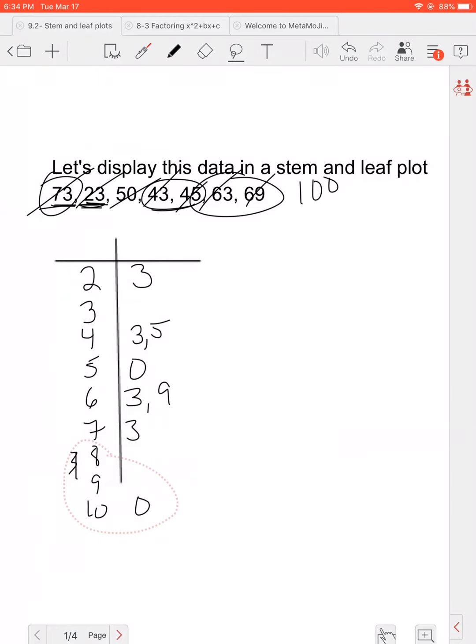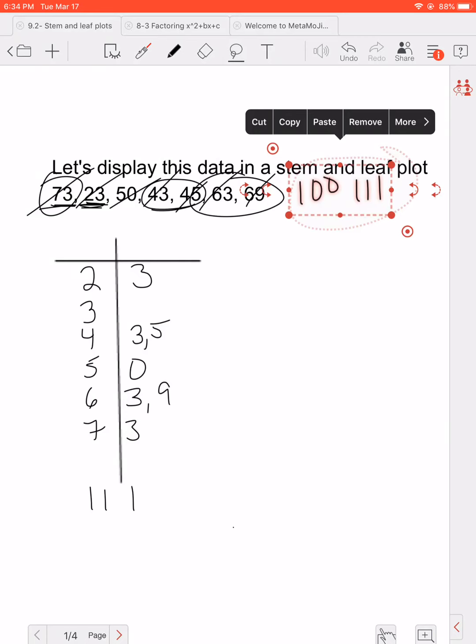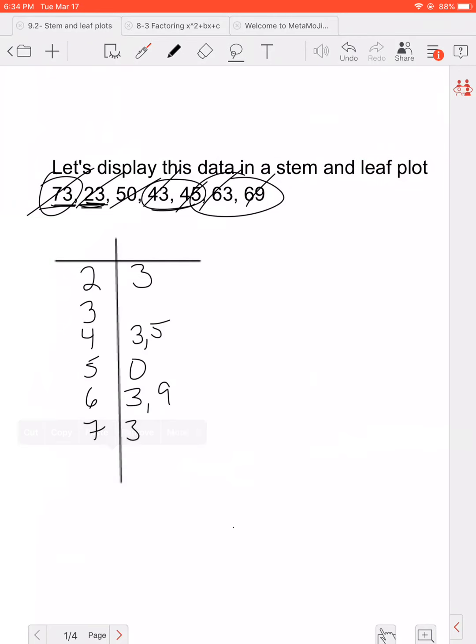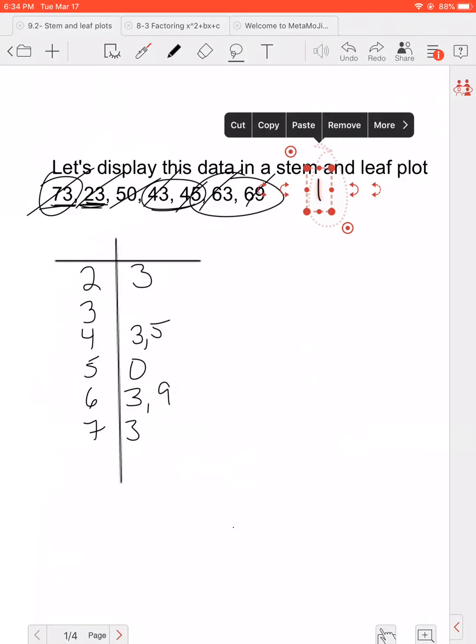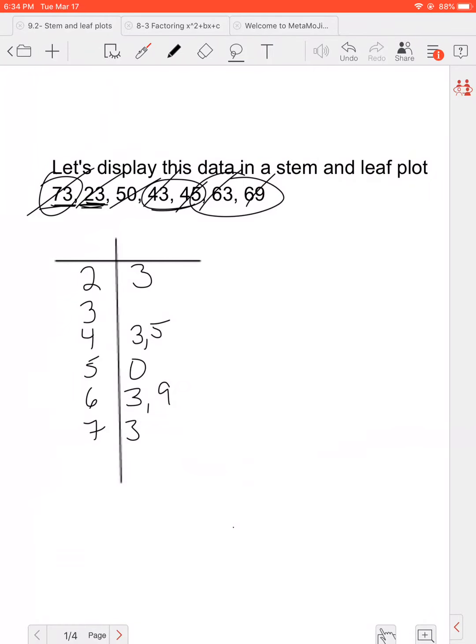If I had, like, 111 here, I would have an 11 here and then a 1. Just to refresh yourself on how we would add things: if I had a number 1 here, I would have a 0 and a 1. It would be right down here, but we don't have the space at this moment. So just some refresher things on how we fill in a stem and leaf plot.